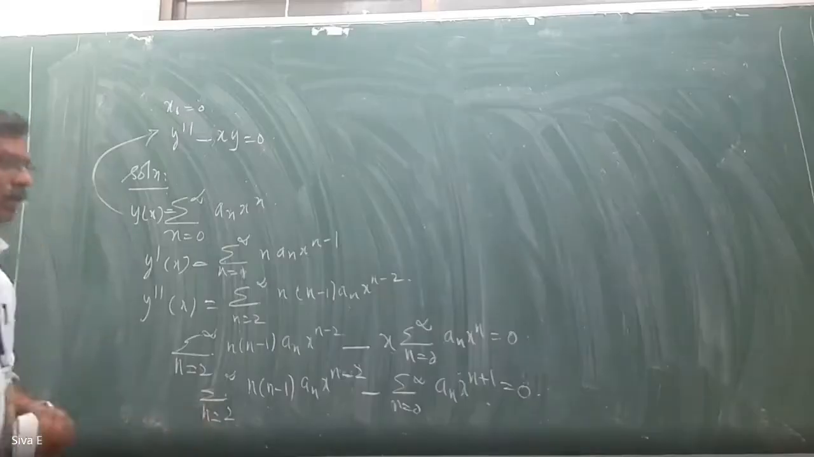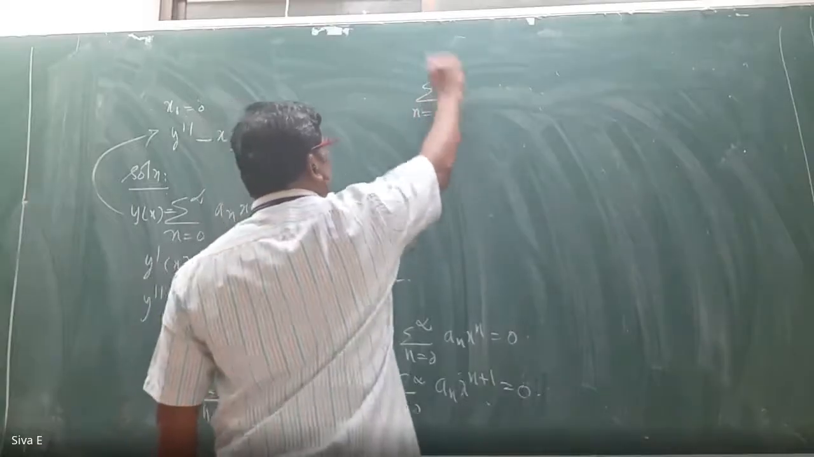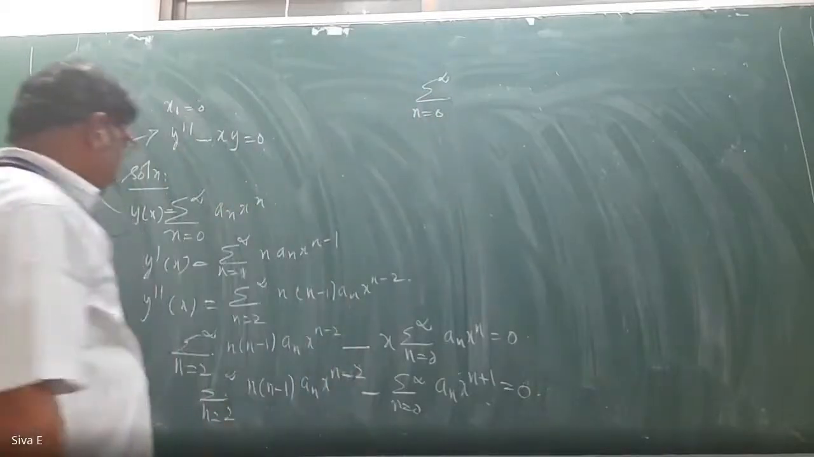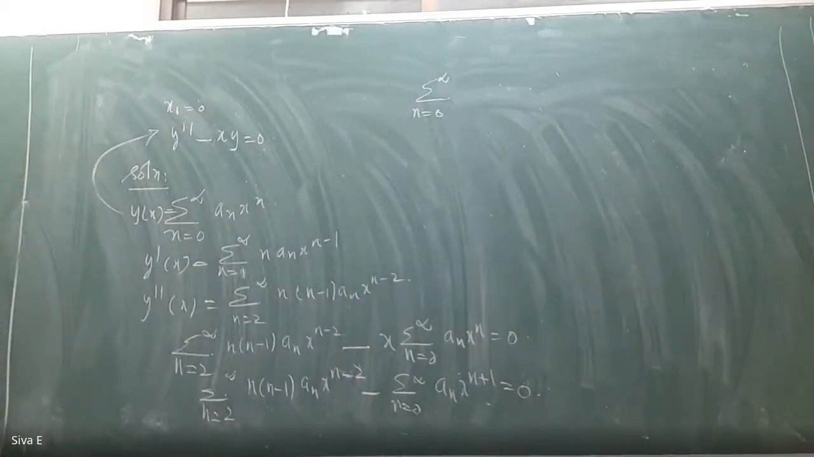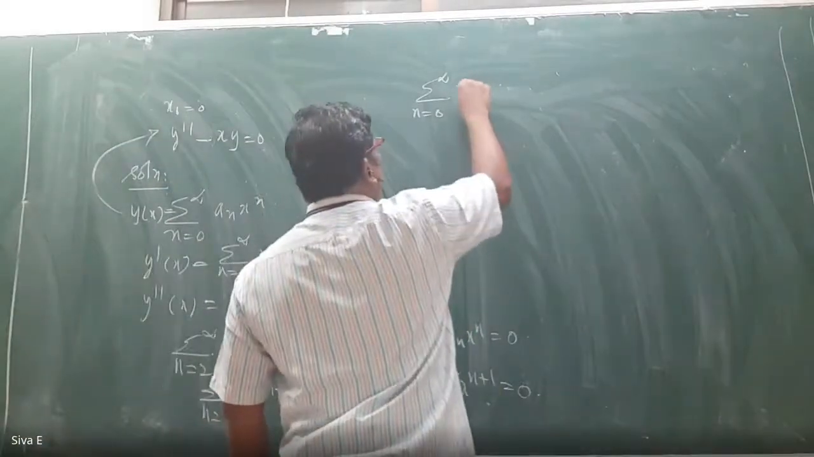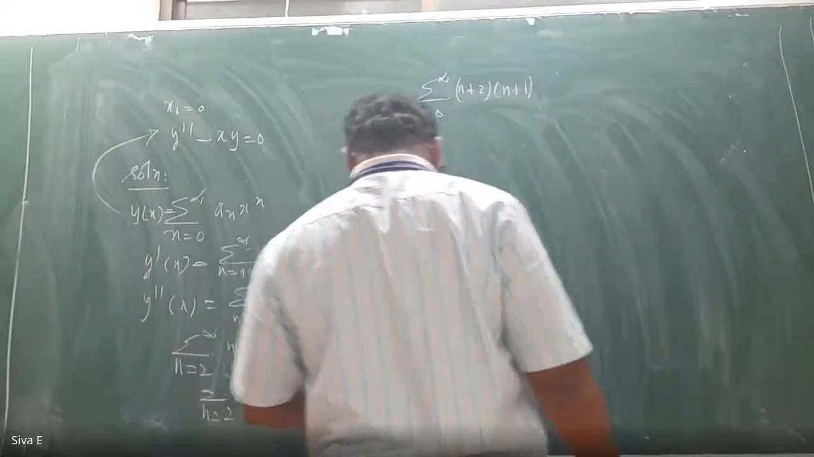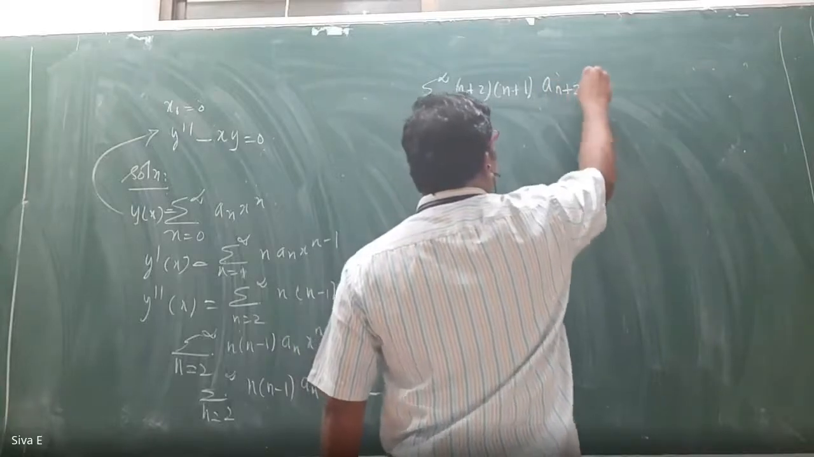What about this summation? Summation should start with n equal to 0 to infinity, n plus 2, n plus 1, a n plus 2, x to the power n.